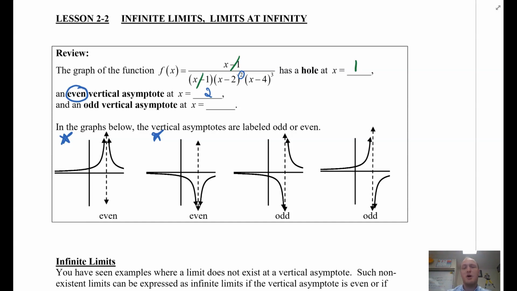And then we also have odd vertical asymptotes when our power is odd. That makes sense: even, odd. So here we have a vertical asymptote at x equals 4, and because the power is odd, it's an odd vertical asymptote. Now, visually what happens? Well, you have endpoints of your function that go up and down at the same time, or it can be flipped. So visually, here are examples of what they look like.